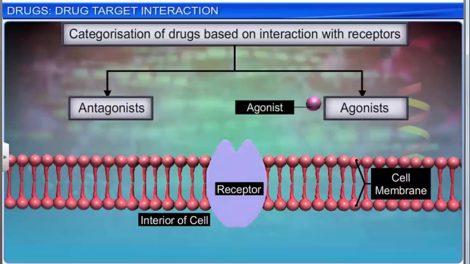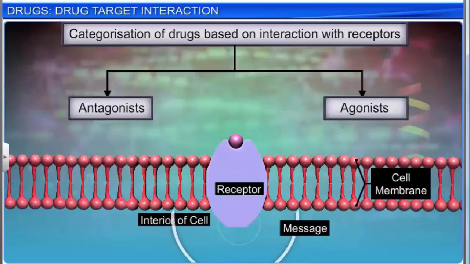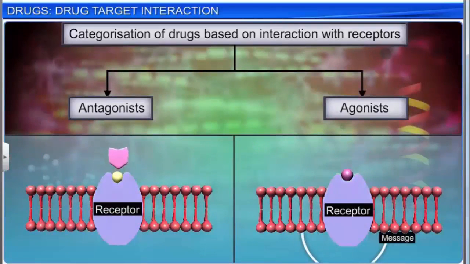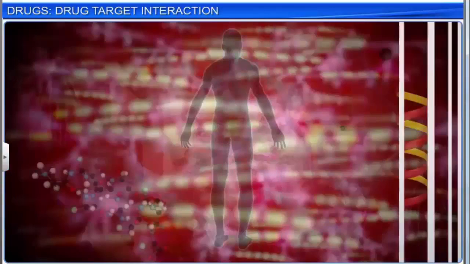Agonists are drugs that behave like natural chemical messengers. They bind to receptors and activate them to produce the desired response. They are useful when there is a lack of natural chemical messengers. This is how a drug carries out a specific action and can be targeted at one specific biochemical function within the body.